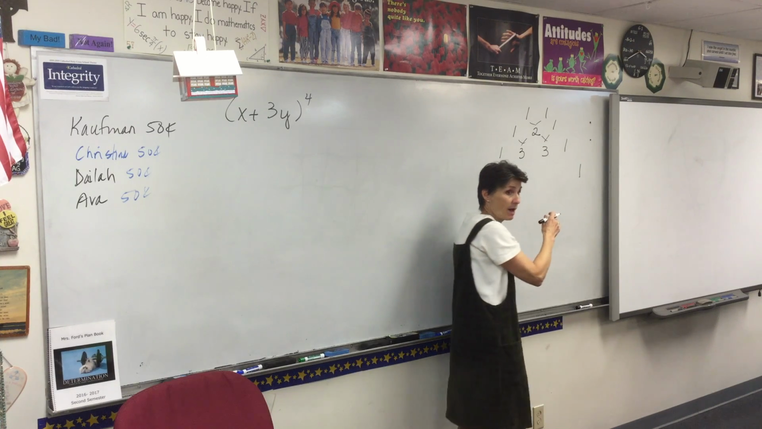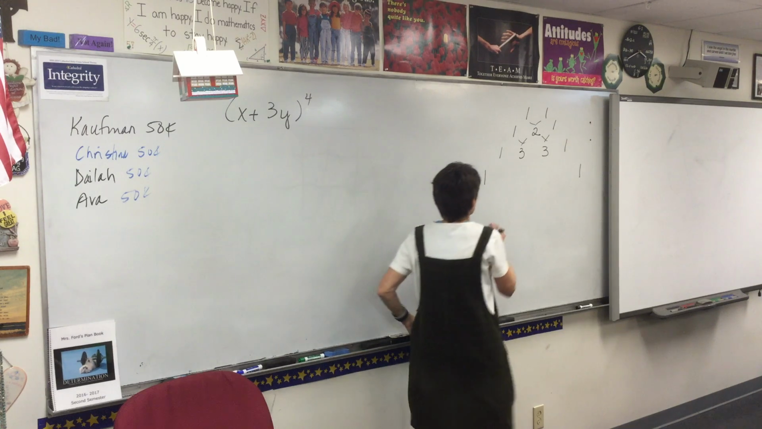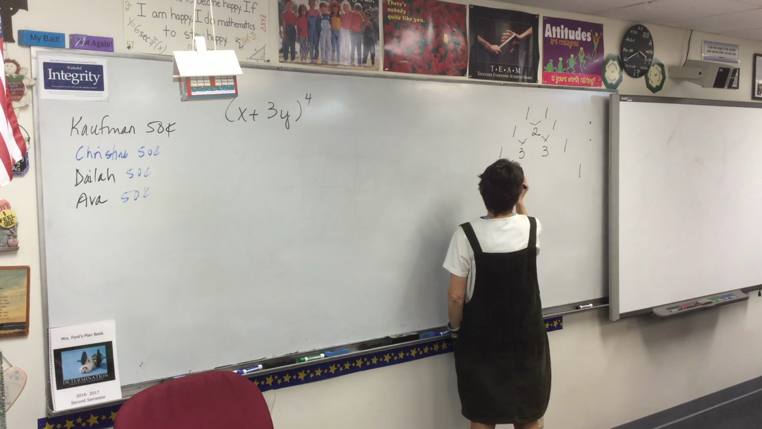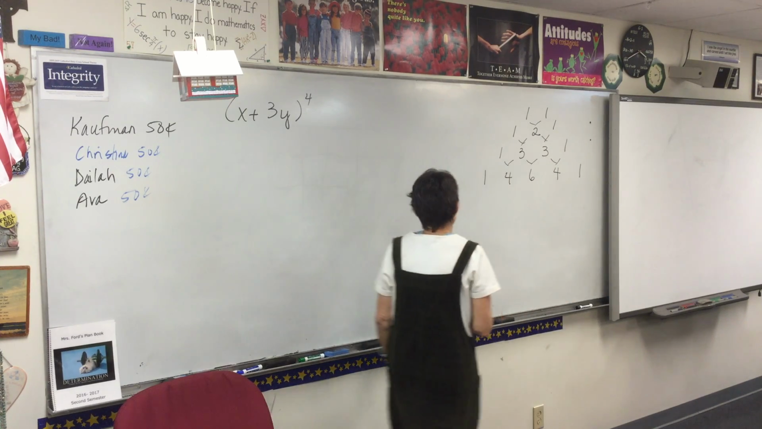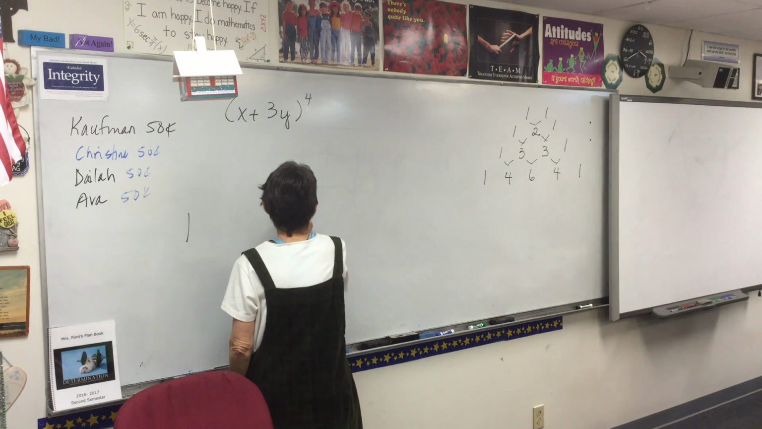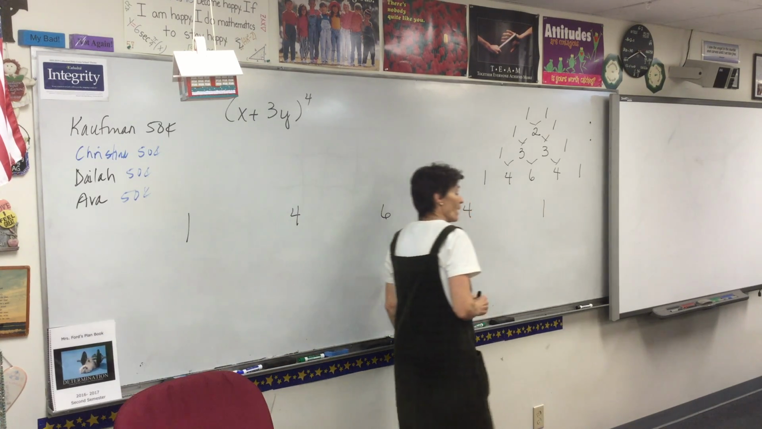So I'm going to be able to stop here because this problem just says I need the 4th row. So what'll go here? 4. 6. 4. So Olivia said you need to write down the numbers 1, 4, 6, 4, 1, and she was exactly right.